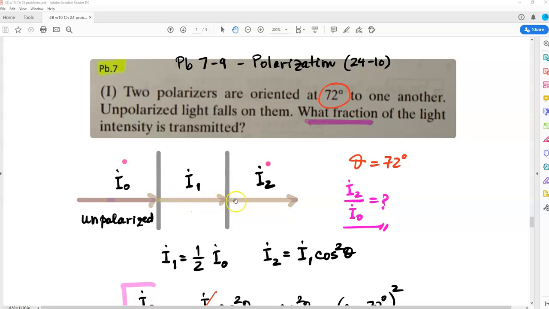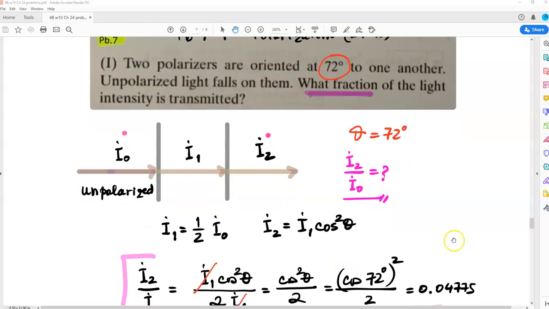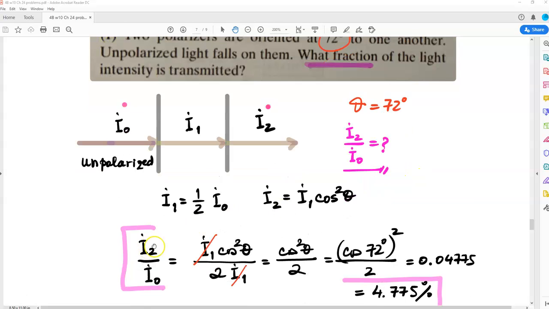When the light goes through the second polarizer, the transmitted light, I2, is the previous one, I1, times cosine squared of theta. Now we have theta as 72 degrees. So I2 over I0: instead of I2, I write I1 cosine squared of theta, divided by, instead of I0, 2 I1, multiplying by 2 on both sides. Simplify I1, and you get nothing else but cosine squared of theta over 2.